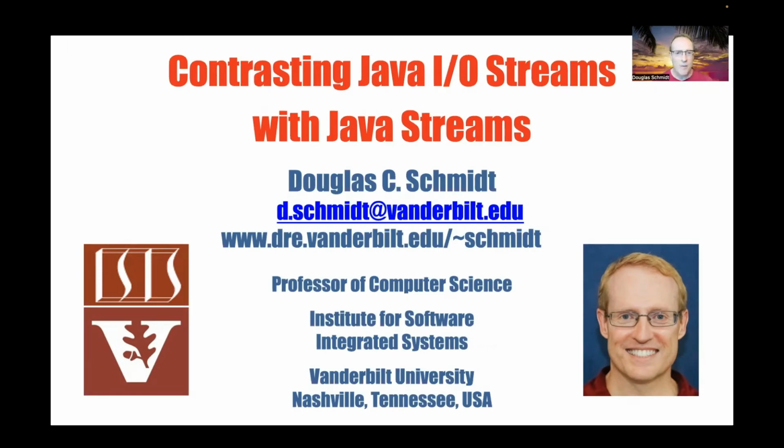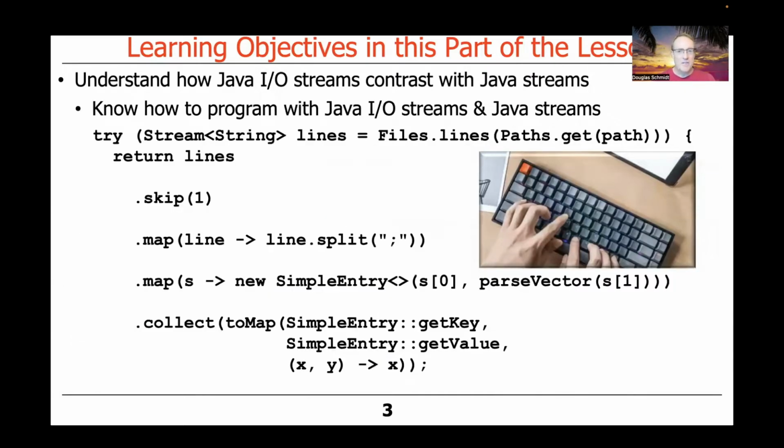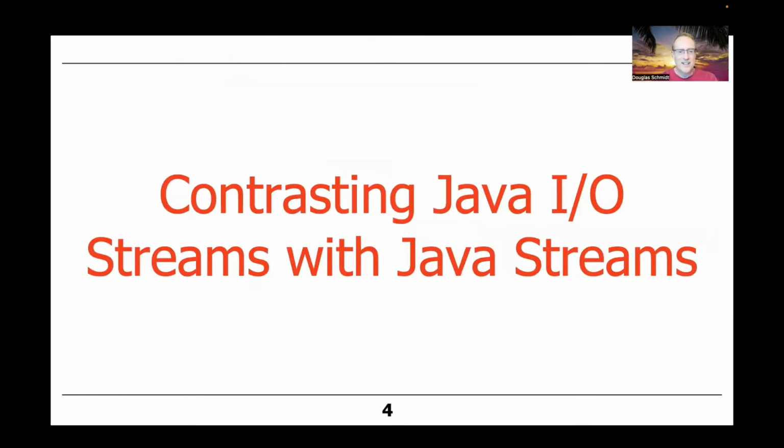So we're going to talk now about contrasting Java IO streams with Java streams. At first glance, they may seem similar because they both have the word streams in them. But it turns out in practice that a Java IO stream and a Java stream are really not related directly, although they can often be used together in interesting ways, which we'll talk about as well. In fact, I'll show you an example program that demonstrates how you can combine Java IO streams with Java streams to get the best of both streams worlds.